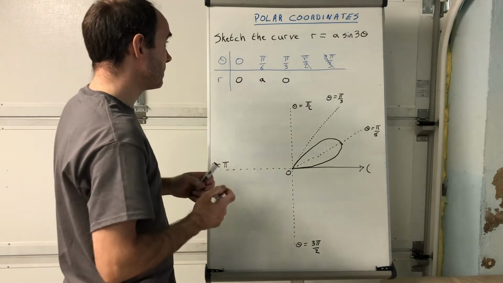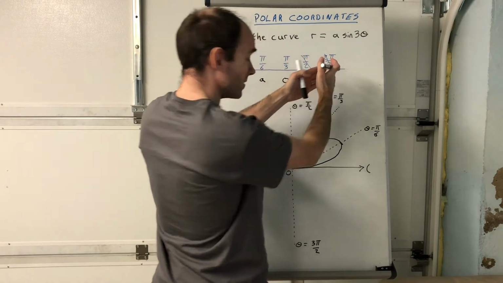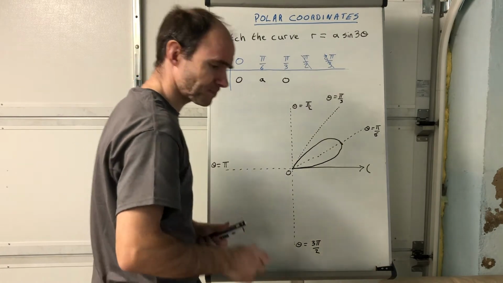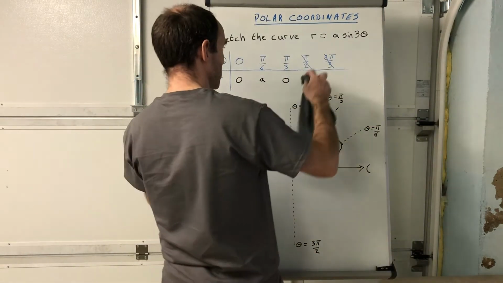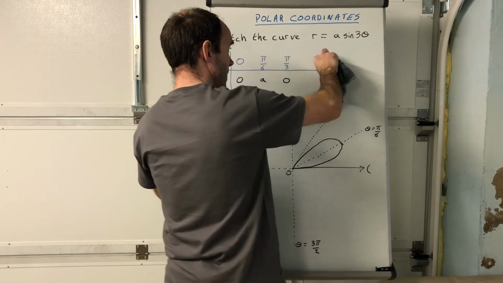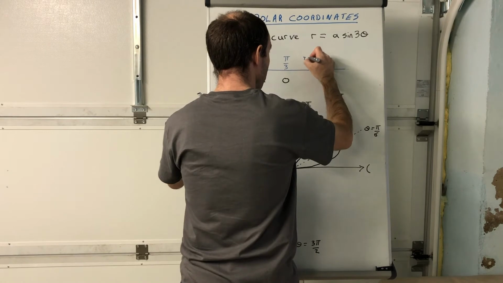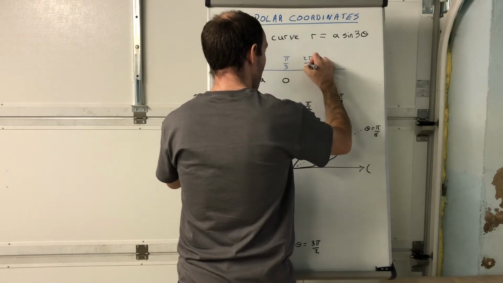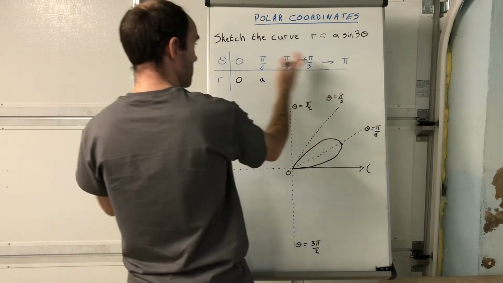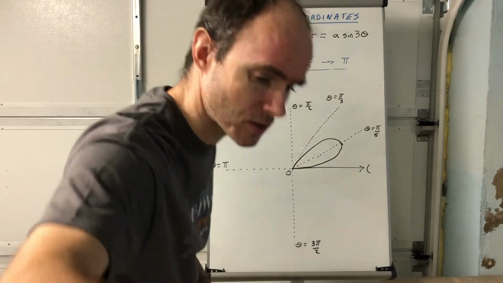Between pi over 3 and 2 pi over 3, there's no graph to be drawn. There's no graph to be drawn, so I'm just going to write those out. But then from 2 pi over 3 up to pi, it's going to repeat itself here. I'm sure that makes sense to you.